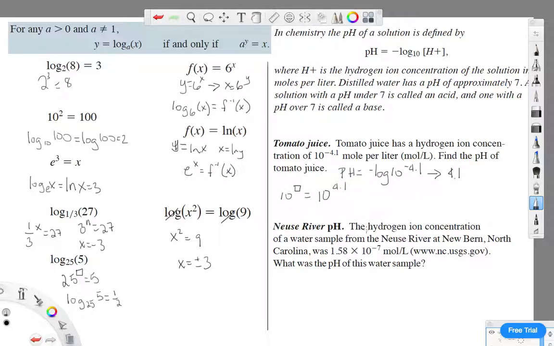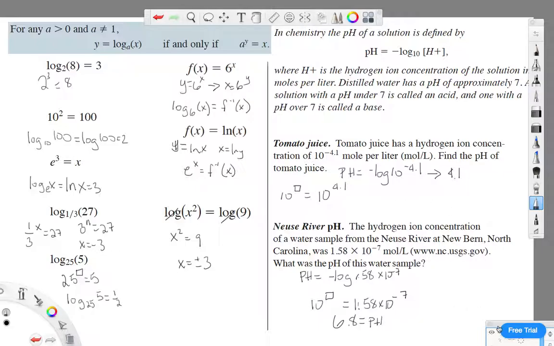And so obviously 4.1 is our answer. Next up, the Neuse River. This one's a little bit more difficult, but not much. pH is equal to negative log base 10, or negative log of 1.58 times 10 to the negative 7th. And so if we do the math here, then we get 10 to something is equal to 1.58 times 10 to the negative 7th, and our answer is 6.8 is the pH.